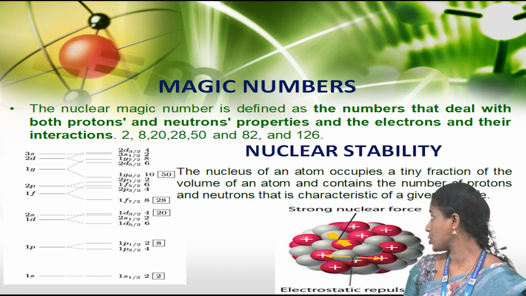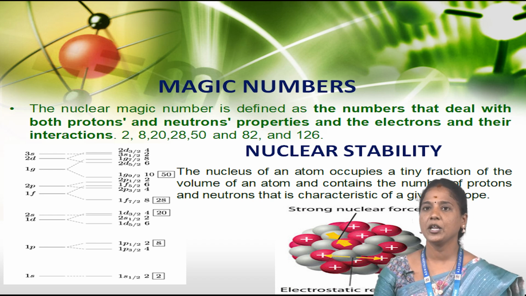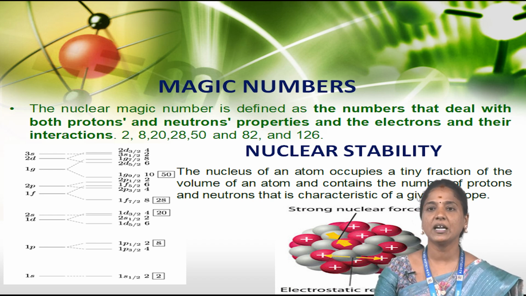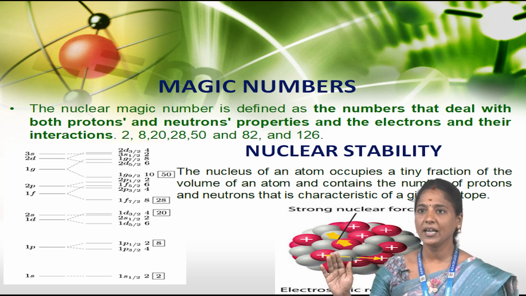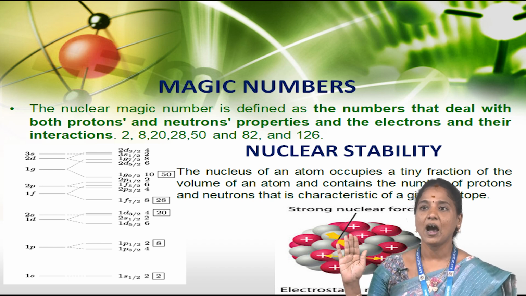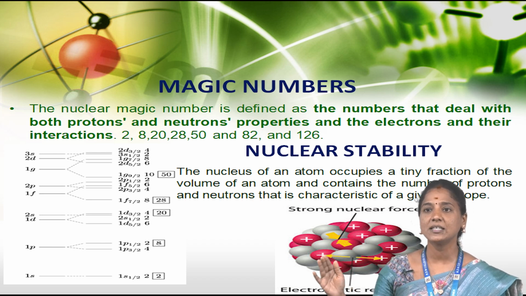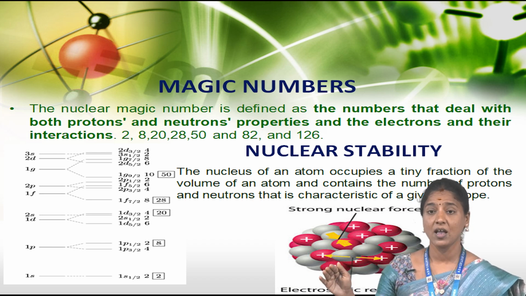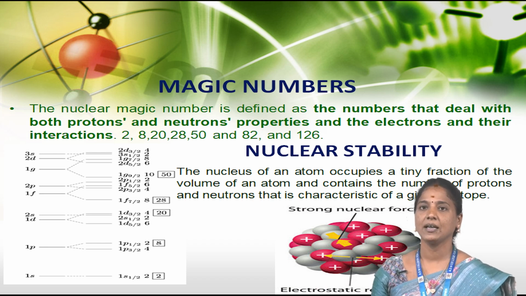And next, important 2-mark questions. Magic numbers: a nuclear magic number is defined as a number that deals with both protons and neutrons, their properties and their interactions. 2, 8, 20, 28, 50, 82 and also 126 are considered the magic numbers in nuclear physics, and they are numbers that can be well organized in the atomic shells.